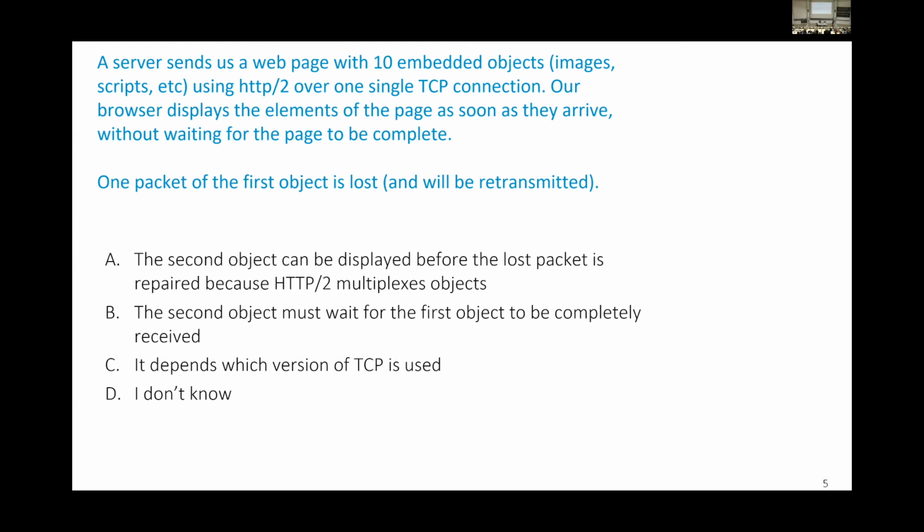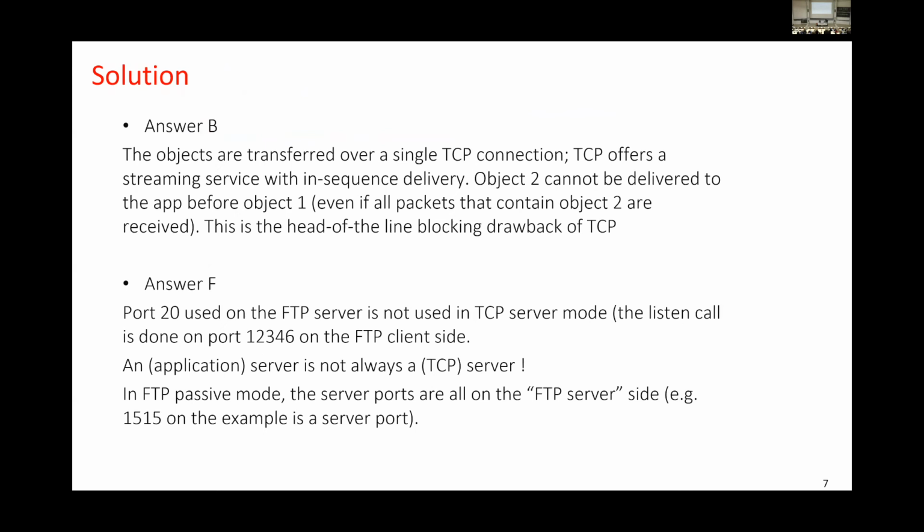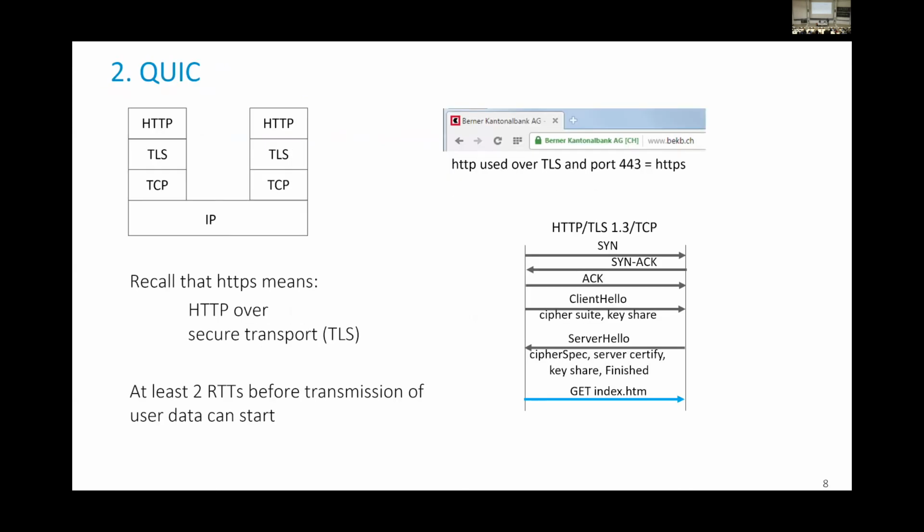The second object must wait for the first object to be completely received, not so much because it's second versus first, but because of the order in which they were originally sent. That's a problem of TCP, and that's one of the multiple motivations to develop QUIC. So QUIC is a replacement to TCP that in particular will avoid this problem that we said before. But QUIC has another motivation.